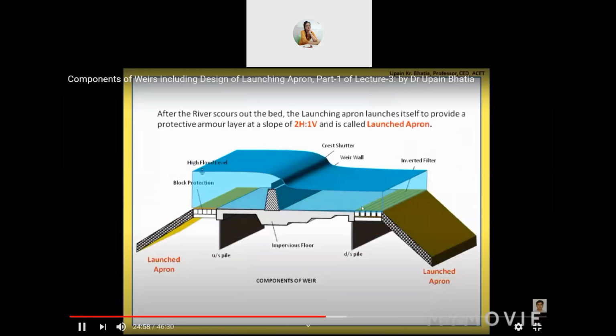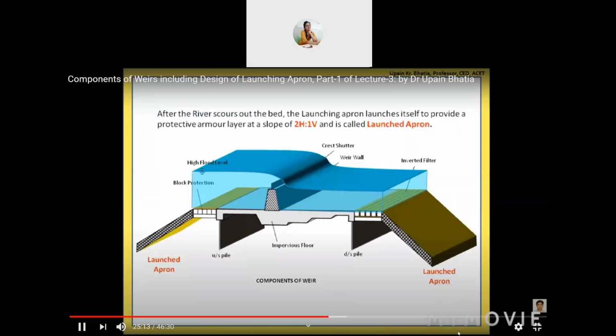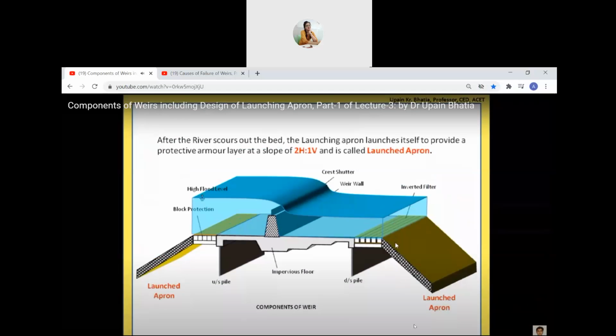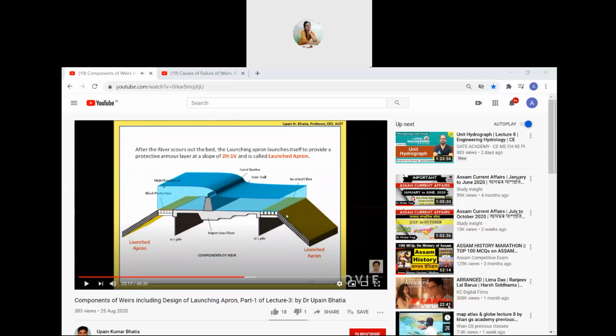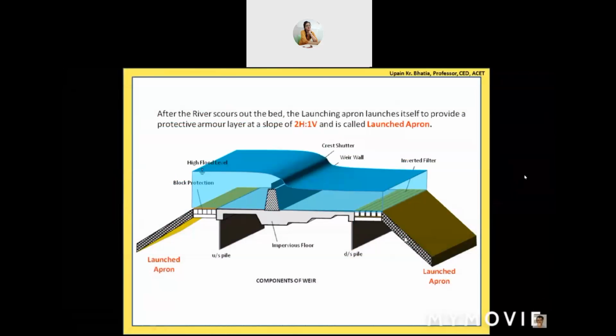As the riverbed goes down, these launching aprons, because they are loose stones only, launch themselves in this sloping fashion. Now they are not called the launching apron, rather they are known as the launched apron, because they have launched themselves into the desired position.